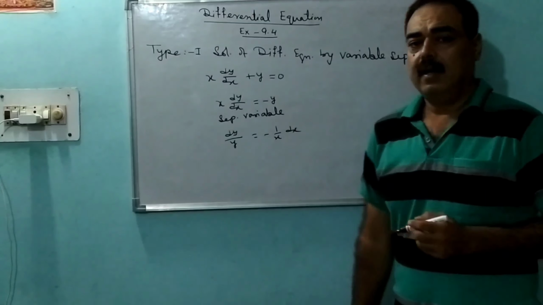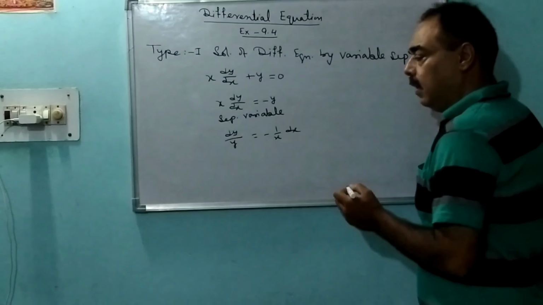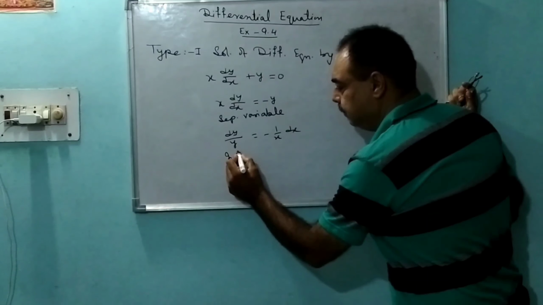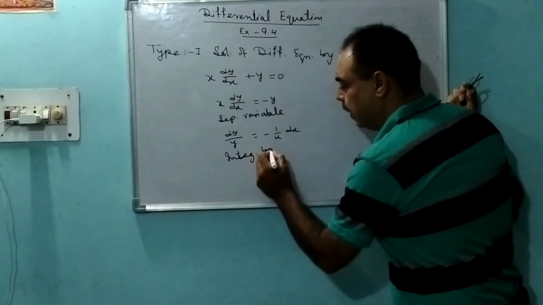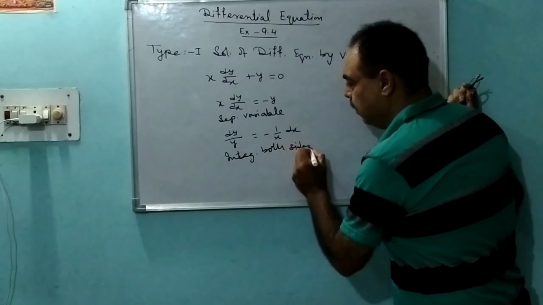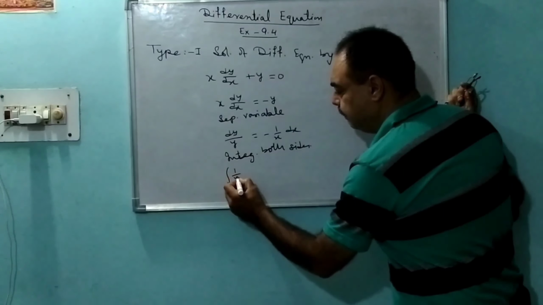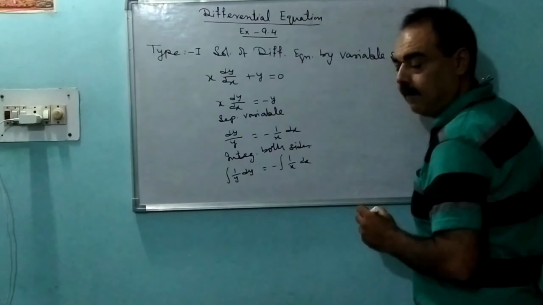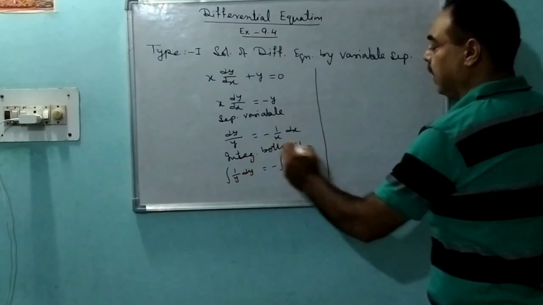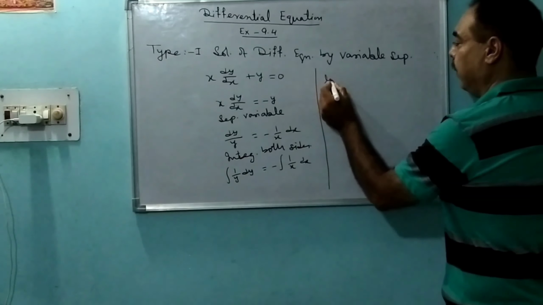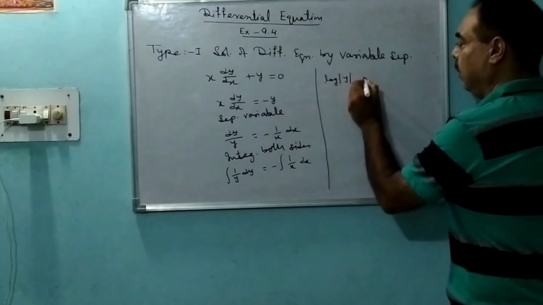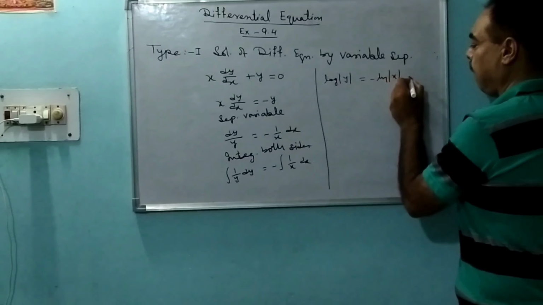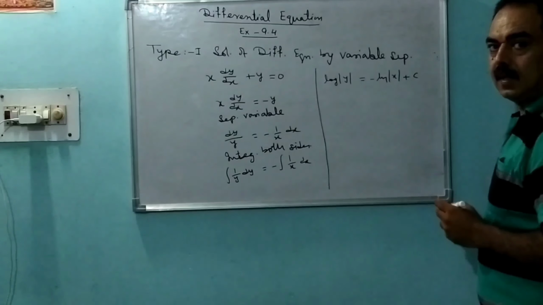Whenever we separate variables, next step we have to integrate both sides. Integrating both sides. What is the integration of 1 upon x? That is log of x. We all know. What is the integration of 1 upon x? Log x plus c. Is it clear?